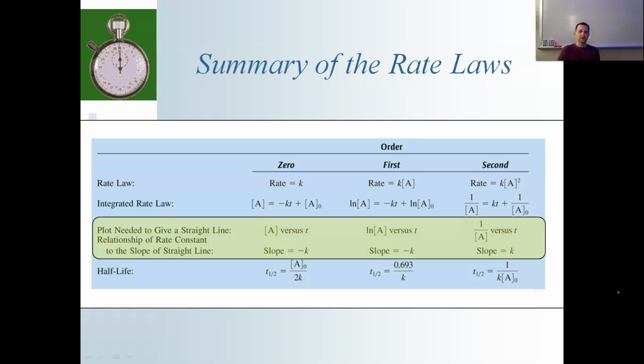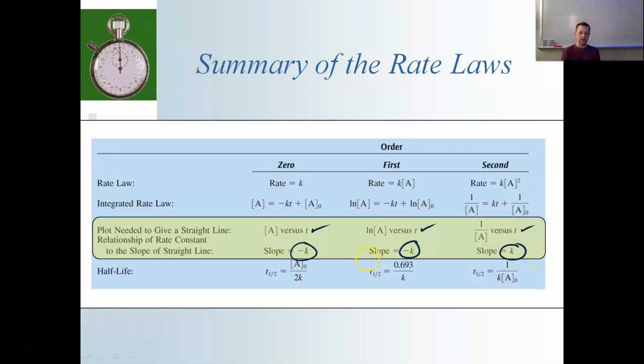Okay. Again, concluding our summary here of the rate laws, you could see I've highlighted here, this is from your textbook, the plot needed to give a straight line for zero order is concentration versus time, first order is natural log of concentration versus time, and second order is 1 over the concentration versus time. Look at your slope, you get negative K, and positive K. So it's very important that we know these.